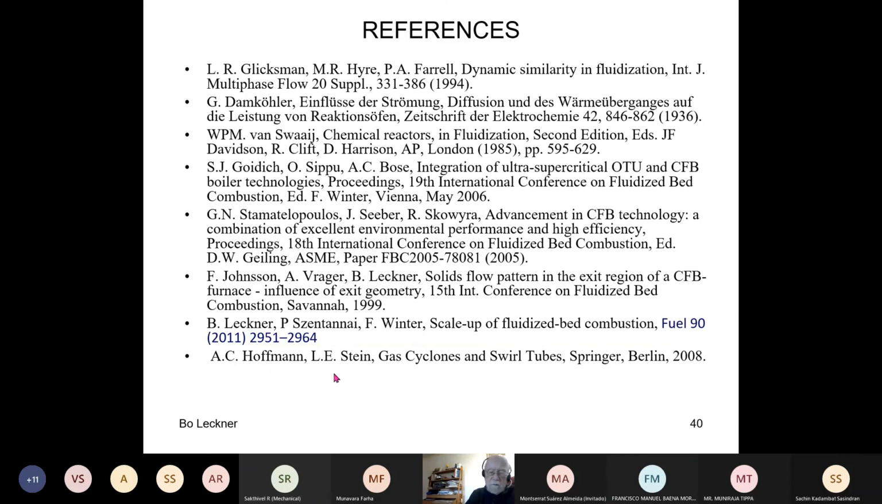This is a book on cyclones. I like this book very much, and it's very easy to read and very straightforward and easy to understand, comprehensive. But there is nothing about high-loaded cyclones, unfortunately. But if you want to know something about cyclones in general, I can recommend this book.